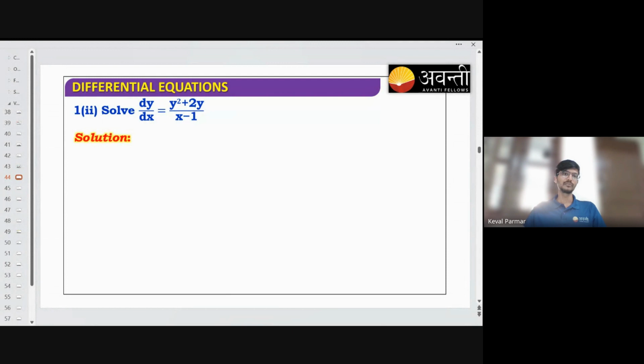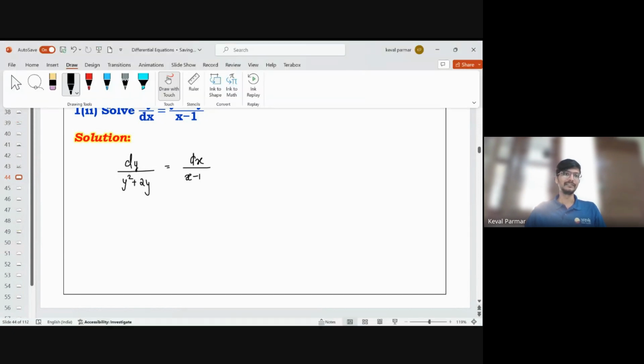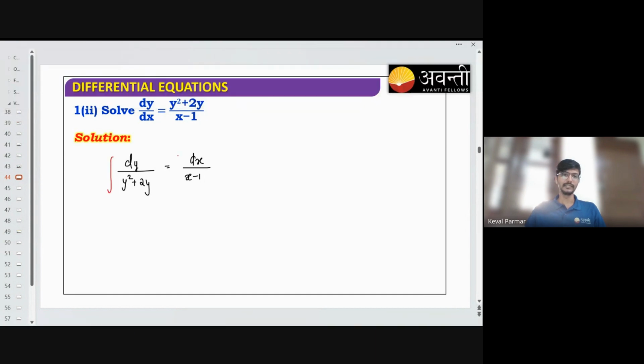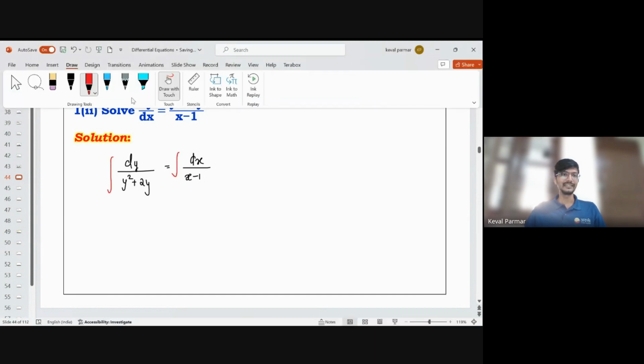So you just have to separate x with dx and y with dy. So basically you just have to cross multiply. So we'll get dy over y square plus 2y is equal to dx over x minus 1, and then we integrate both the sides. On the right hand side, the integration is simple.